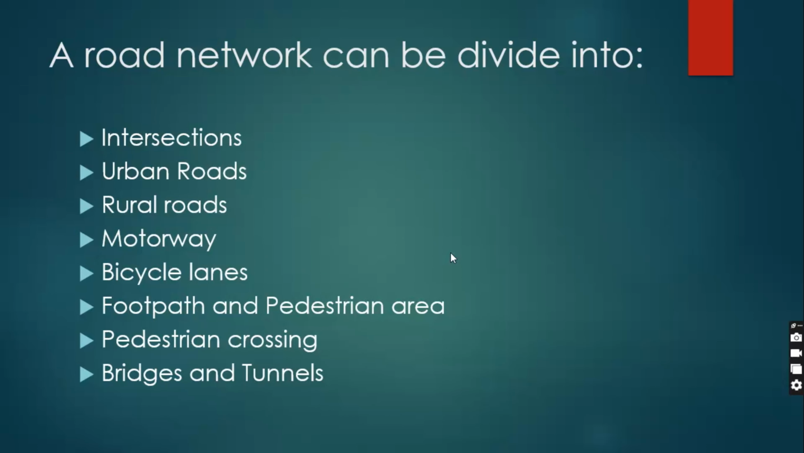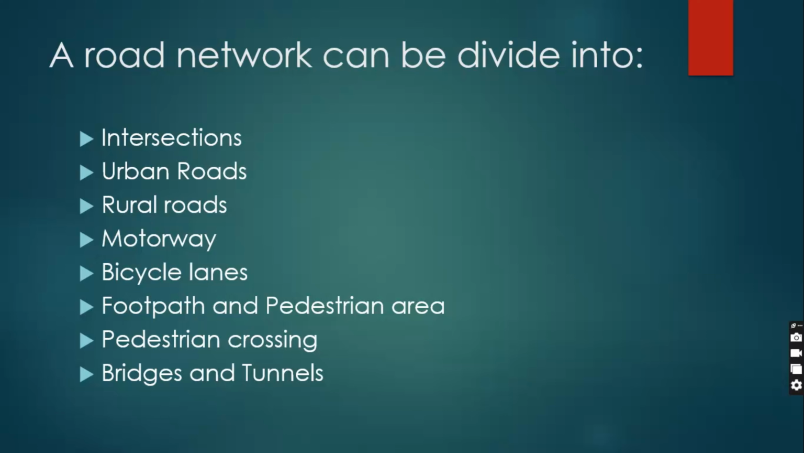Now we said a road network can be divided into intersections. It can be divided into what we call urban roads. We have the rural roads. We also have the motorway, the bicycle lane, the footpath and pedestrian area, the pedestrian crossing, bridges and tunnels. I said this earlier because all these divisions are what make up a road network.